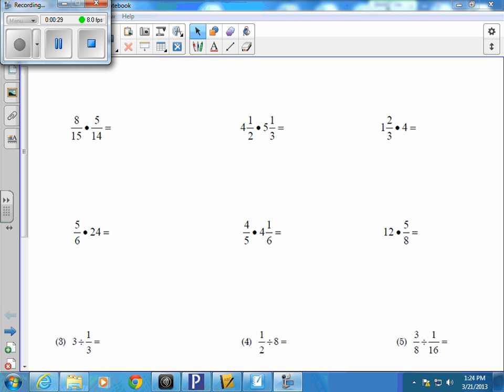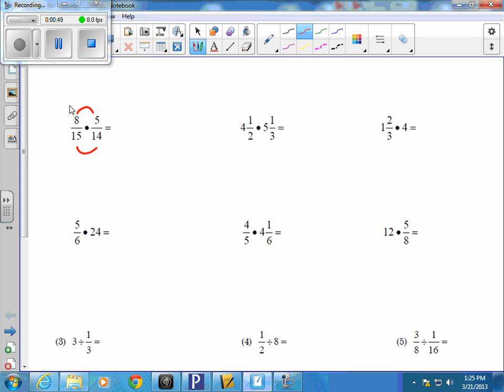Because most of you hopefully know that when you multiply and divide fractions, you don't need a common denominator. For example, the first one says 8/15 times 5/14. The basic idea of multiplying these fractions together is to take top times top and bottom times bottom. 8 times 5 is 40. 15 times 14 is going to be a little bit bigger of a number. 150 and 60, so 210.